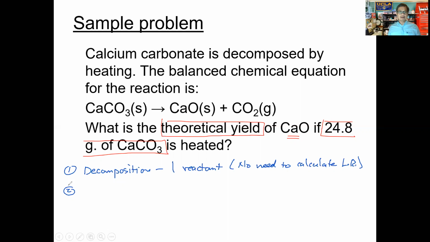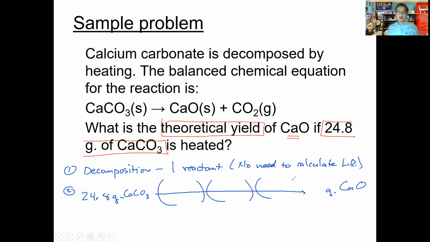Okay. So we're going to calculate the theoretical yield, which means this is a mass to mass conversion. Let's go ahead and write this in. We have 24.8 grams of calcium carbonate to start out with. We are going to convert that to grams, and they want us to solve for the calcium oxide here. So this is going to be our mass to mass conversion. Again, three conversion factors. I hope at this point you're aware of why. Let's plug in what we have. Divide by the molar mass of calcium carbonate, which is going to be 100. So please make sure you calculate for that.